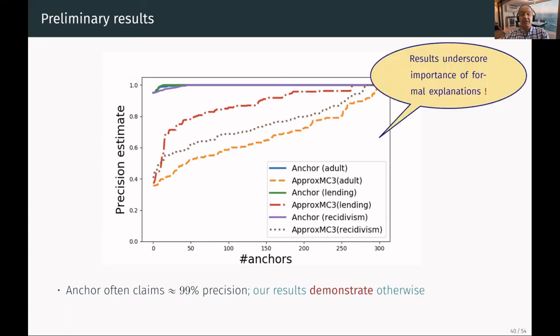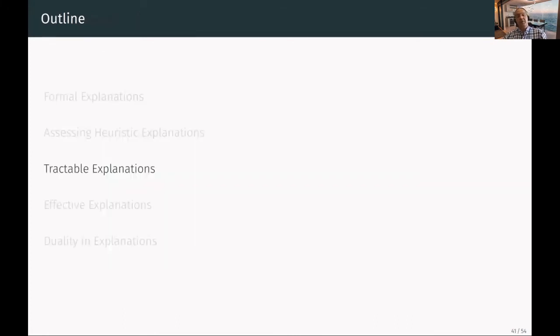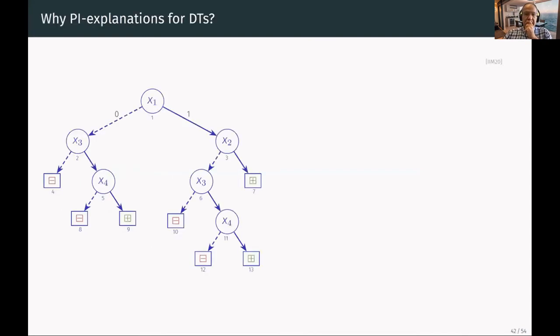So again, I think this supports why we need formal explanations. And what I'm going to talk about next is what we have been doing to be able to compute explanations efficiently. So let me start with decision trees. For at least 2 decades, people have been saying that decision trees are interpretable. I even started the talk by saying that decision trees are interpretable. And so you could say, oh, of course they are interpretable, right? And the answer is yes, but not necessarily.